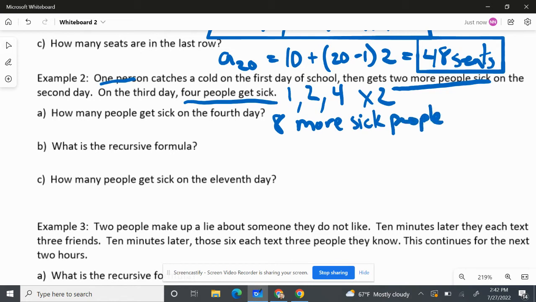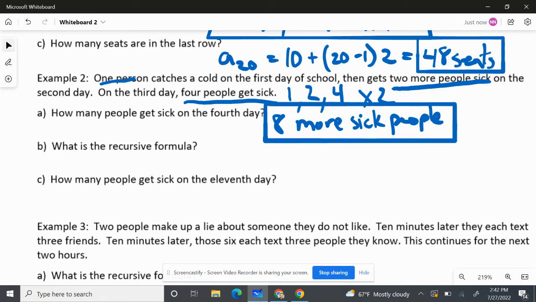Now, what is the recursive formula? So the recursive formula would be a sub 1 equals 1, a sub n equals a sub n minus 1, and what I'm doing each time is multiplying by 2.